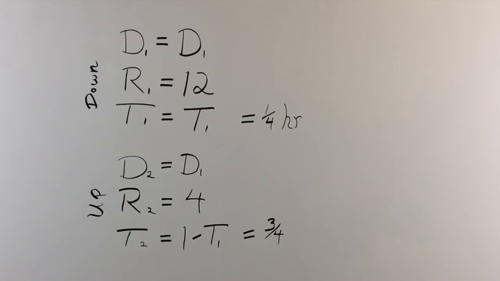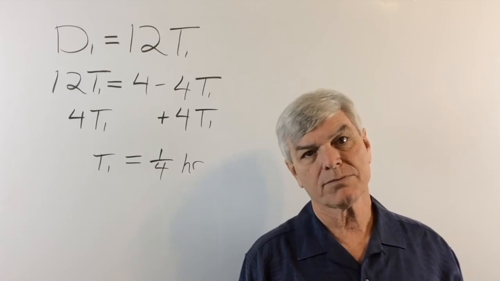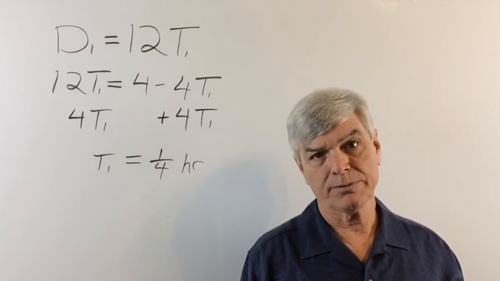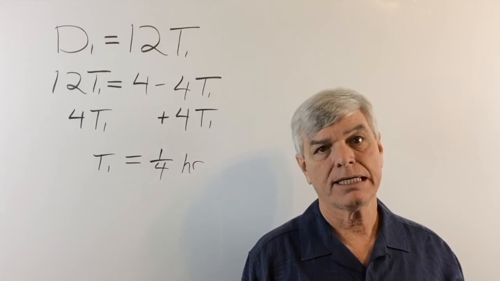Together, that's 1 hour. 12 times T1, 1/4, equals 3 miles. R2, 4, times T2, 3/4. 4 times 3/4 equals 3 miles. And we know that D1 equals D2, so they're both supposed to be 3 miles, and they are. We have filled in all of our slots and it all makes sense, and that is the correct answer, 1/4 of an hour. So like we discussed previously, that was 2 trips disguised as 1 trip.